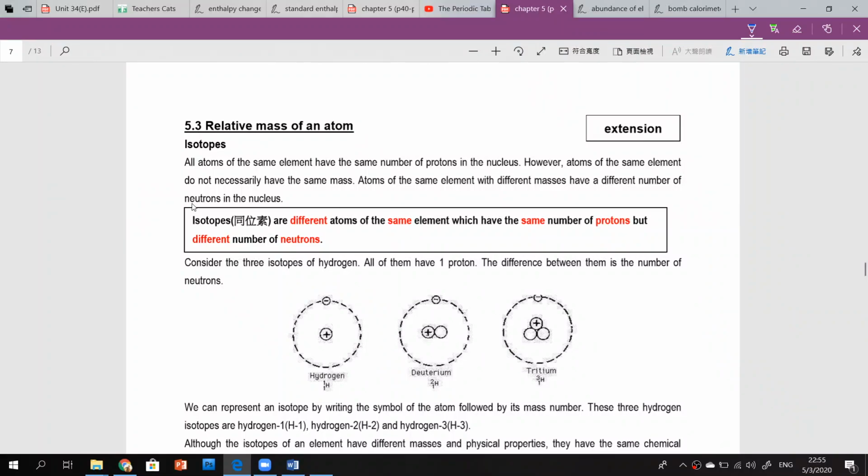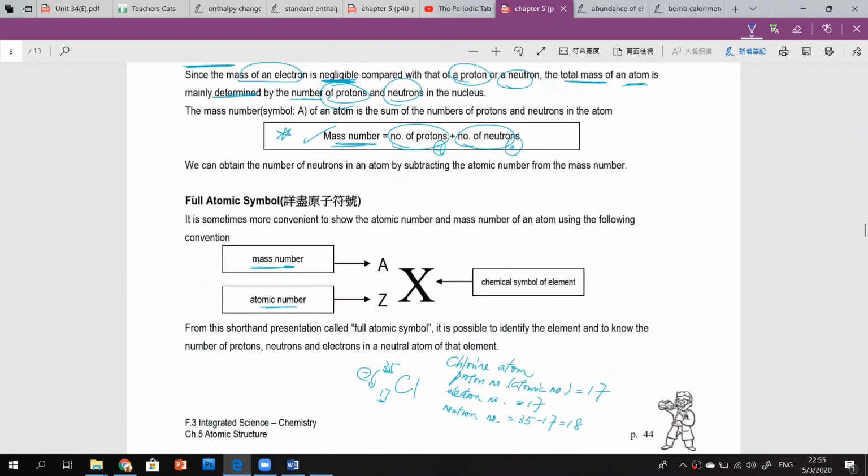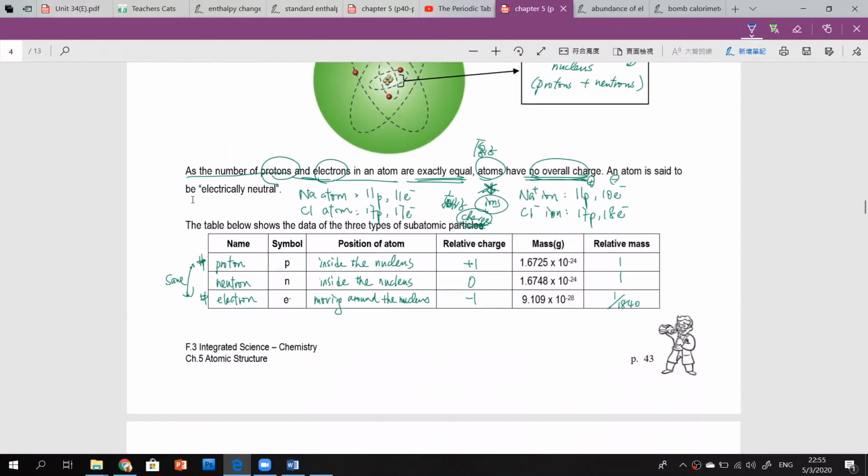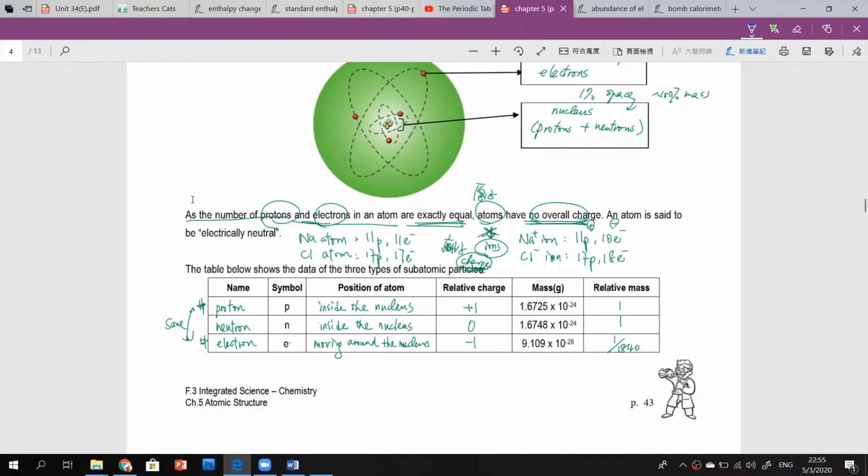Alright, this is the video about 5.3, the relative mass of an atom. In the previous clip, we just talked about the different elements. They are made up of different types of atoms, and different types of atoms have different numbers of subatomic particles. If you refer to the previous pages, you may find the hidden message: different types of atoms have different mass, because of the different number of protons, neutrons, and electrons.